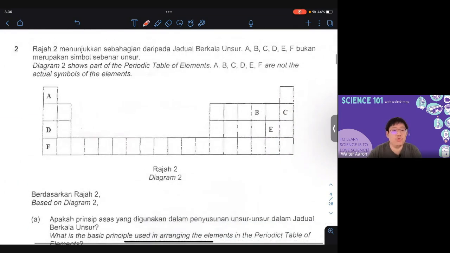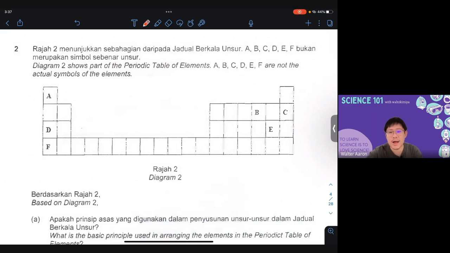So let's go to number 2. Diagram 2 shows a part of the periodic table. Okay, a part of the periodic table of elements. So you got elements A, B, C, D, E, and F, which are not the actual symbols of the elements. So you have to make sure that you only use the alphabets given to you in this case.